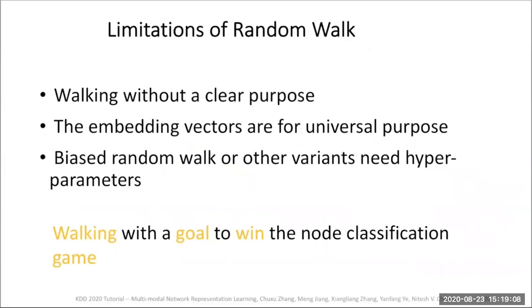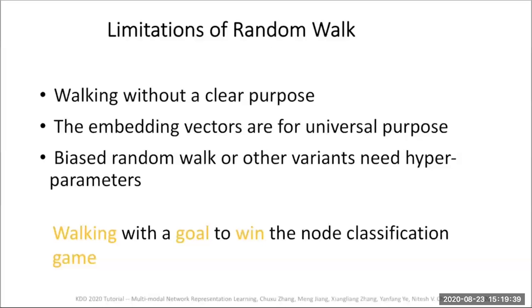So all of the previous attributed random walk considered the walking from nodes to the attributes. Or in DeepWalk and Node2vec, the walking was conducted without a clear purpose. In this case, the embedding vectors learned can be for universal purpose. And if we want to introduce some biased random walk, it depends on some hyperparameters that should be tuned.